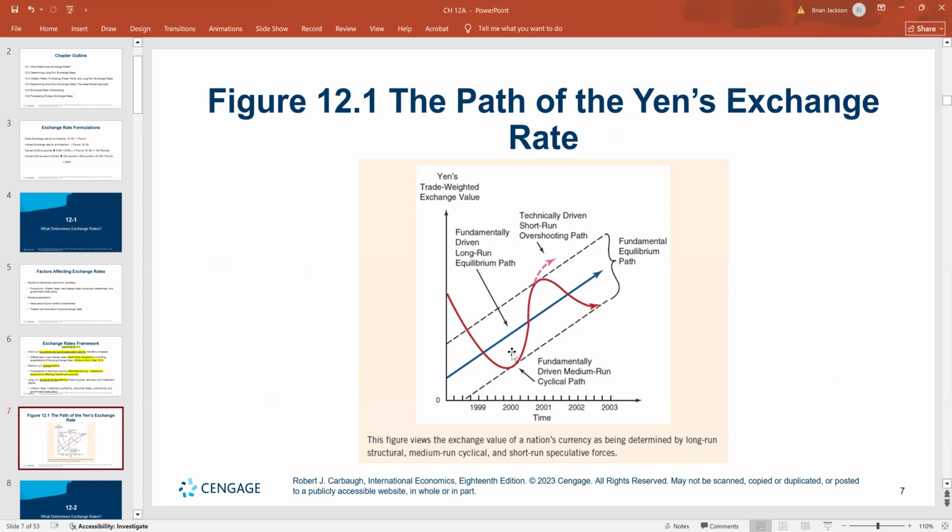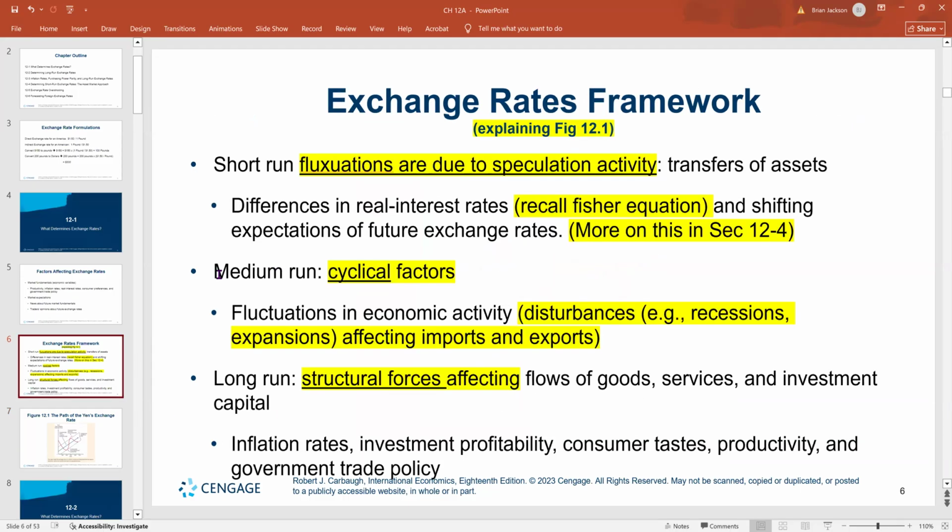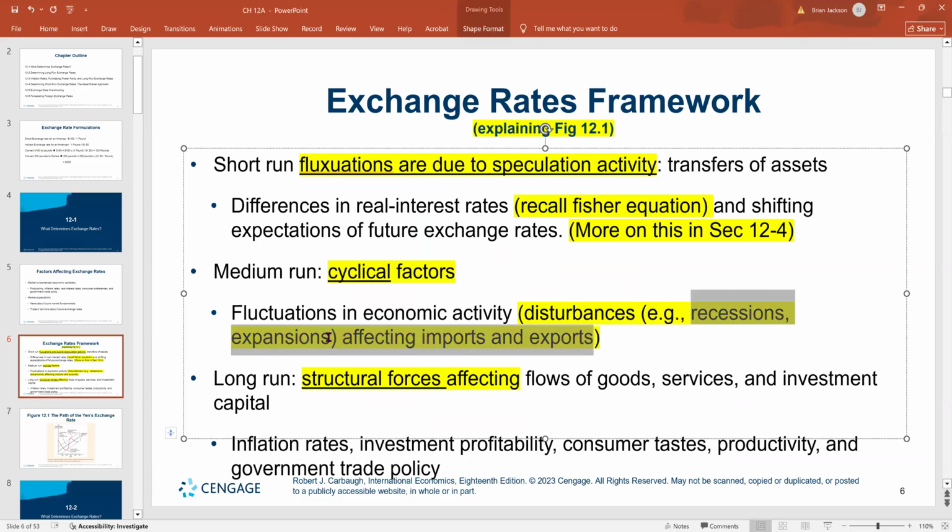Now, along that way, there are fluctuations, forces that would try to cause the exchange rate to fluctuate back and forth about this long run trend line. These are called cyclical factors. They operate more or less in the medium run. And these are fluctuations in economic activity, primarily recessions and expansions in each of the macro economies.